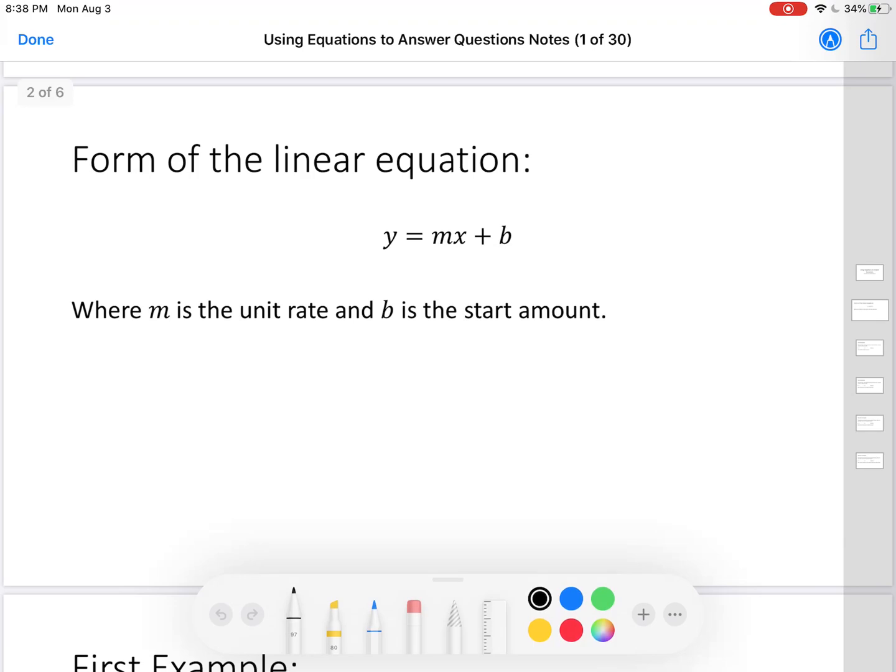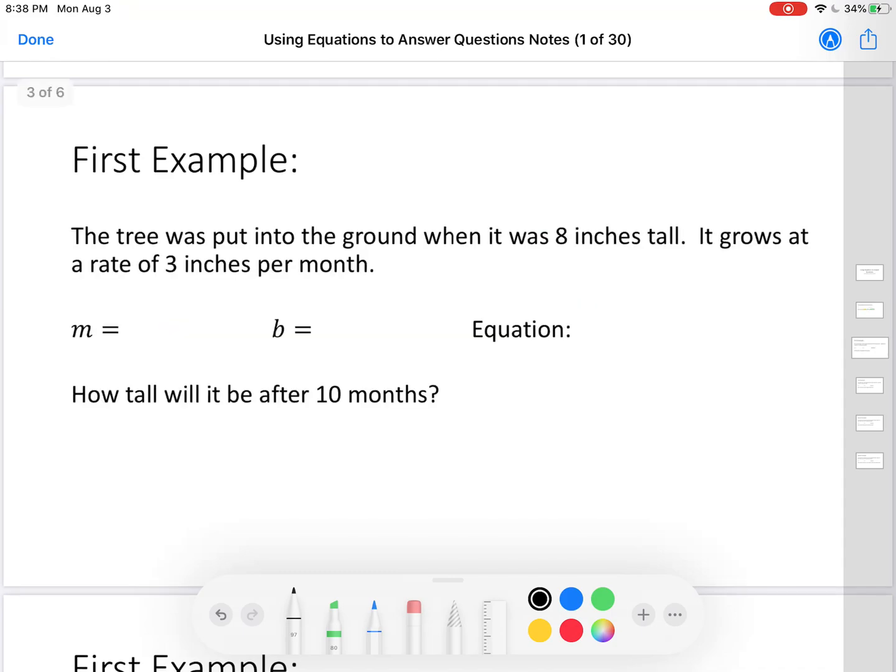Remember, the proper form for a linear equation is y equals mx plus b, where m is the unit rate and b is the start amount. M, unit rate, b, start amount. Okay, so if you can identify the unit rate and the start amount, you can write the equation. Let's try an example.